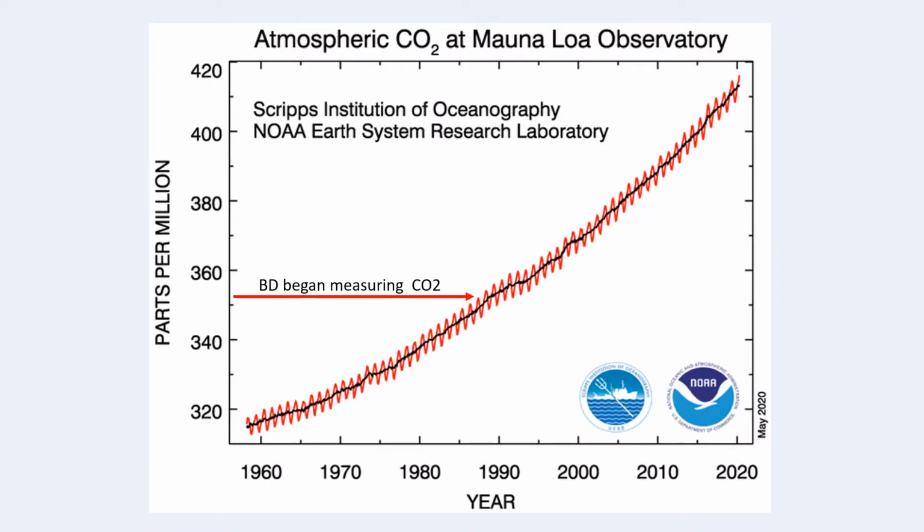Carbon dioxide in the atmosphere has been measured for many years. The recent chart out of the Mauna Loa Observatory shows the CO2 levels over 410 parts per million. And if you take a look in the middle there where it says BD began measuring CO2, that's the time when I began measuring CO2, when I had my first handheld infrared carbon dioxide measuring device.